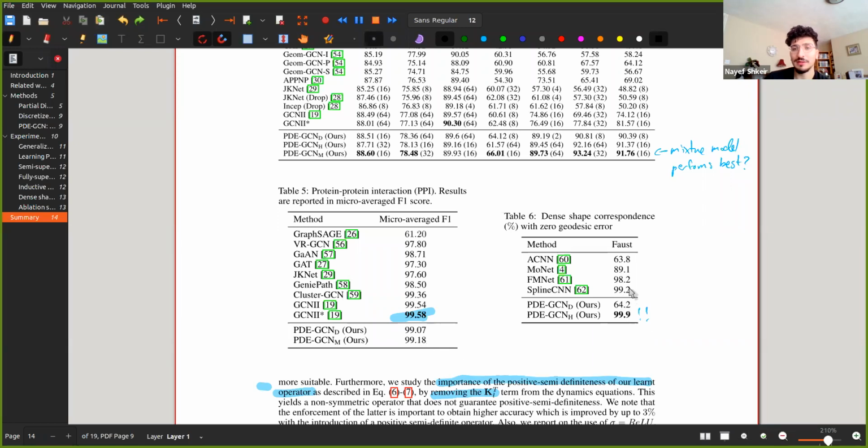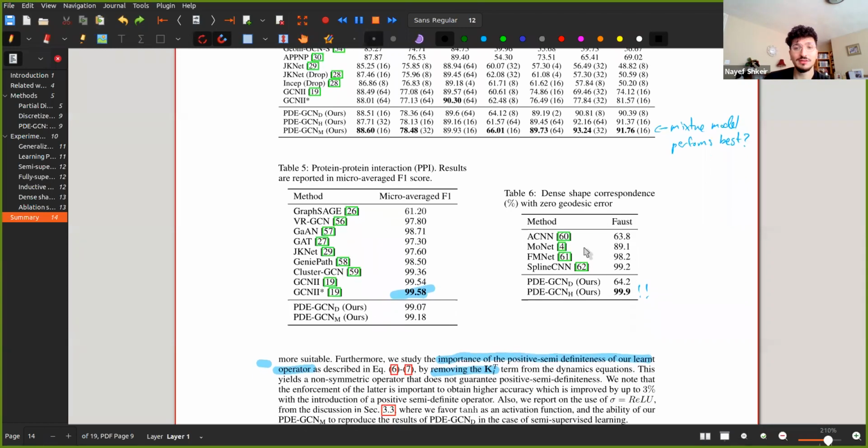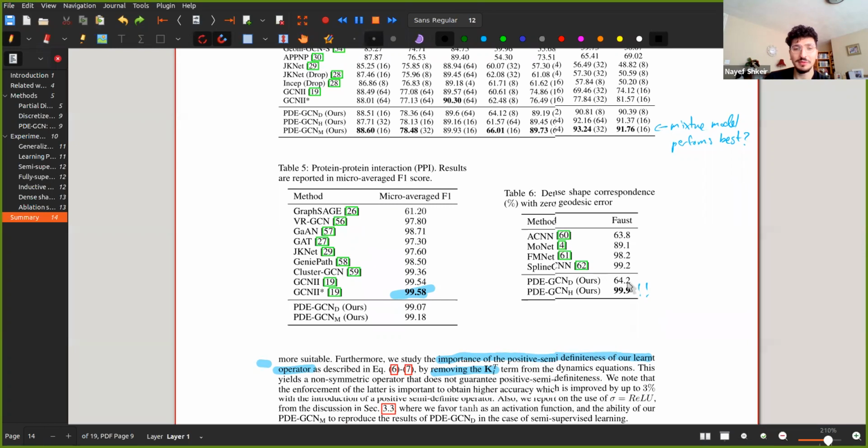And for the purely hyperbolic problem, they get about 99.9% for the geodesic error. So it works very well. To be fair, the diffusion system still does not horribly on that data set, but yeah.